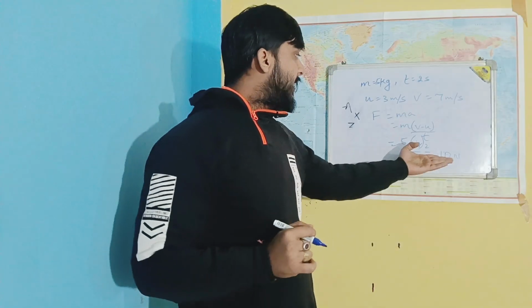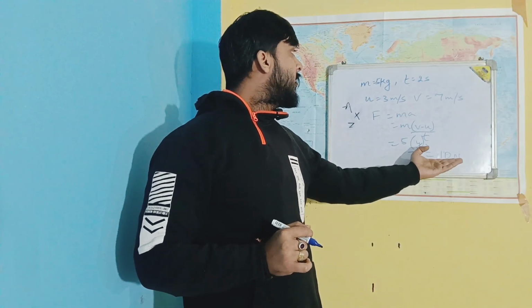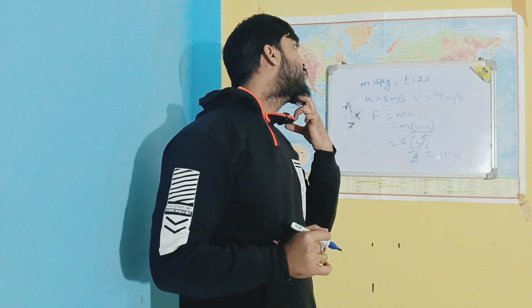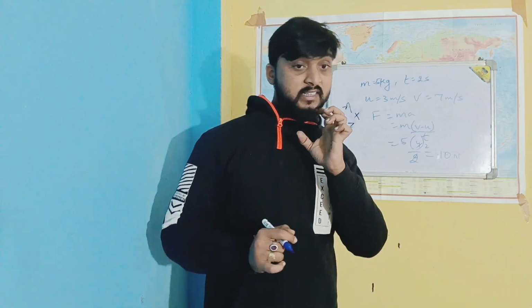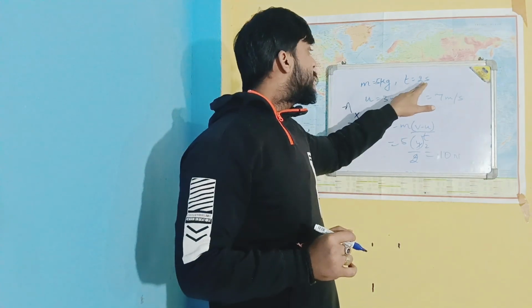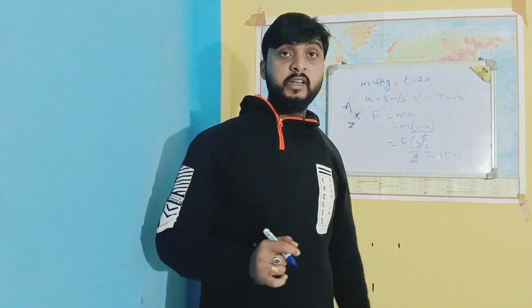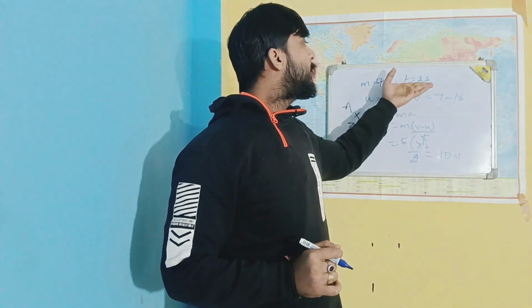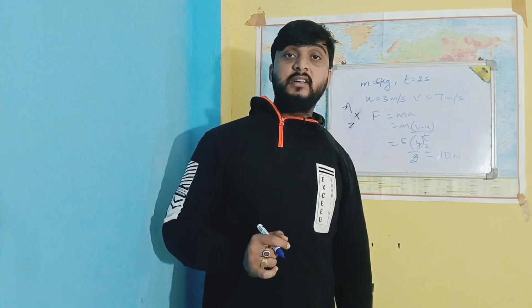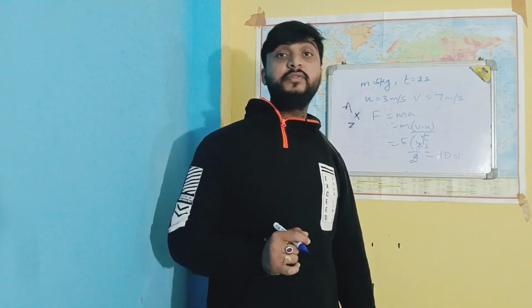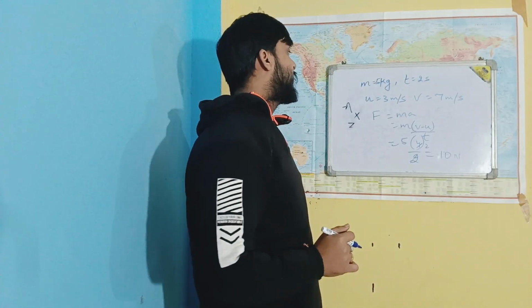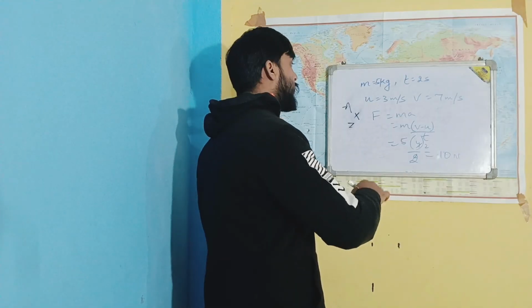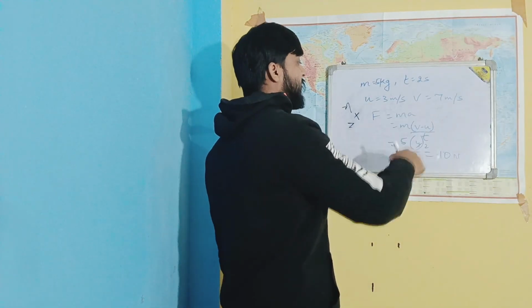The force was applied for, we do not know. We know that the time is 2 seconds. When the duration was 2 seconds, the force is 10 Newton, we have found it out. But what if the duration of time would be 5 seconds instead of 10 seconds? What do we need to do? We need to find the final velocity.